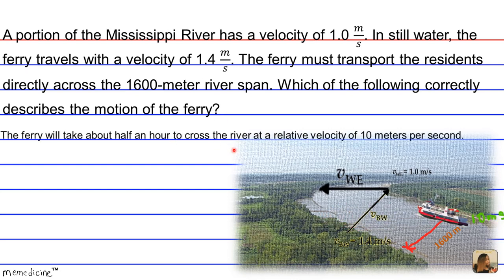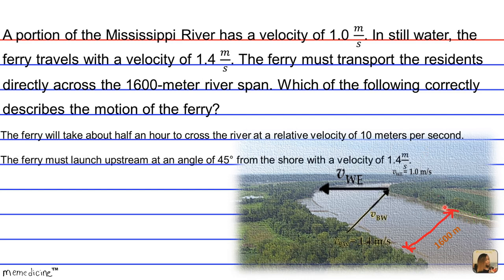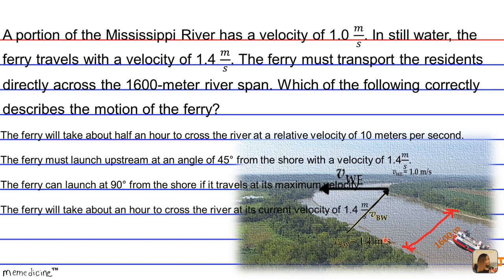A. The ferry will take about a half an hour to cross the river at a relative velocity of 10 meters per second. B. The ferry must launch upstream at an angle of 45 degrees from the shore with a velocity of 1.4 meters per second. C. The ferry can launch 90 degrees if it travels at its maximum velocity. Or D. The ferry will take about half an hour to cross the river at its current velocity of 1.4 meters per second.